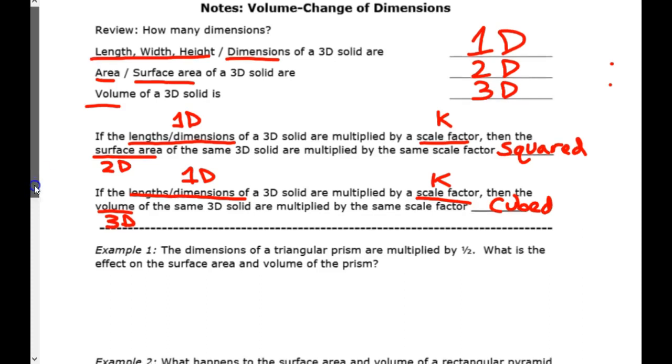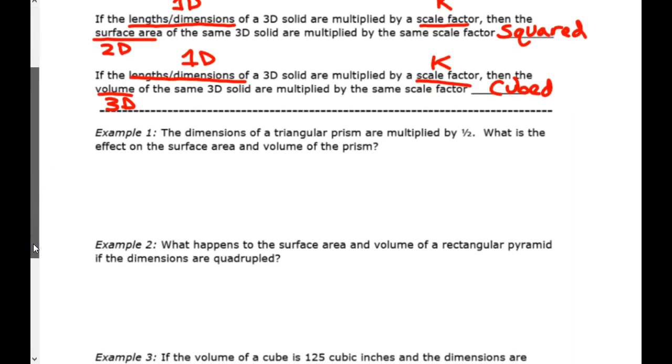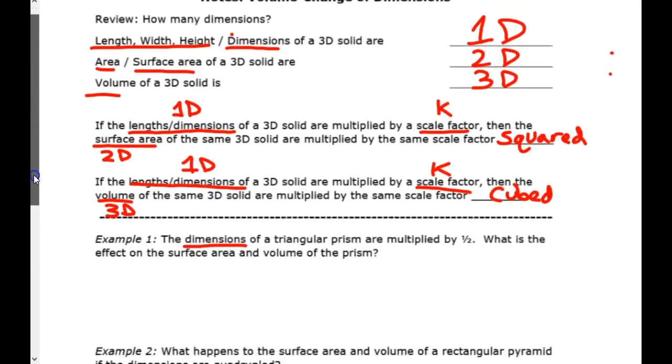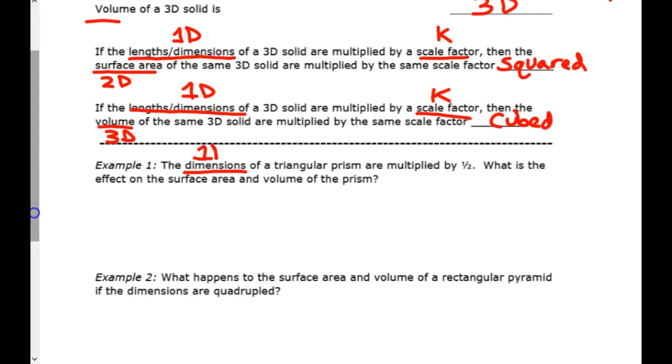Okay? So, example 1. Let's try this. The dimensions, meaning how many dimensions is the phrase dimensions? Up here, right here, 1D, right? So we know dimensions means 1D. If the 1D change of a triangular prism is multiplied by a half, that's my K, right? What is the effect on the surface area, 2D, and the volume, 3D? They want to know what are the 2 changes you're going to have in the surface area and the volume.